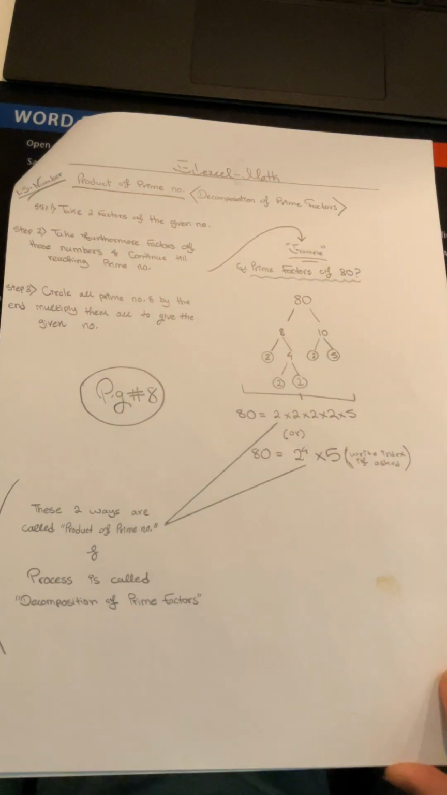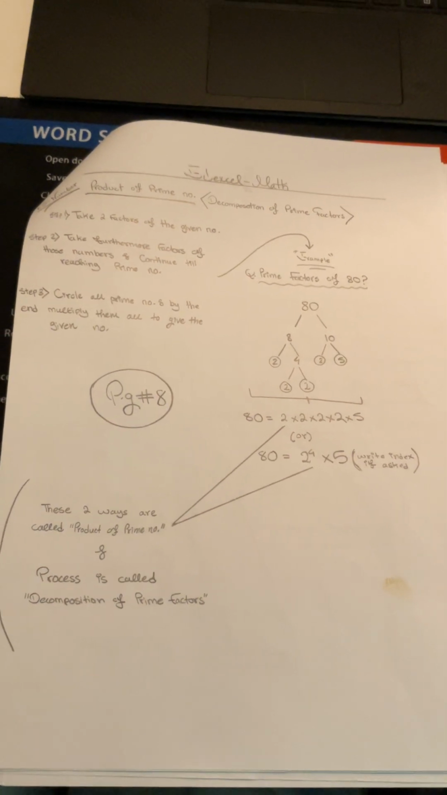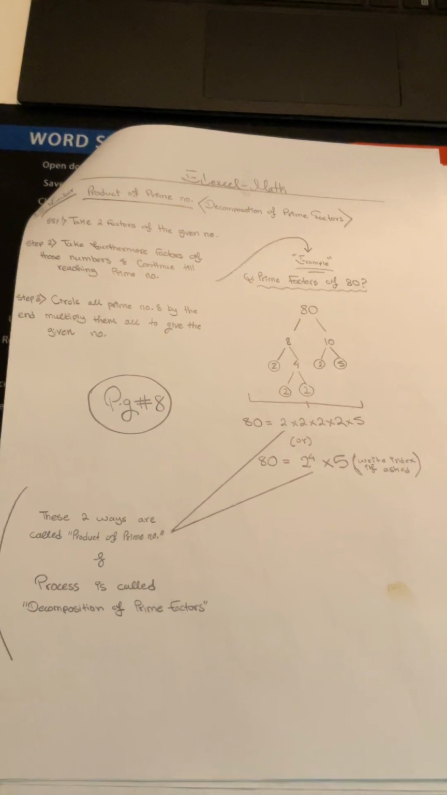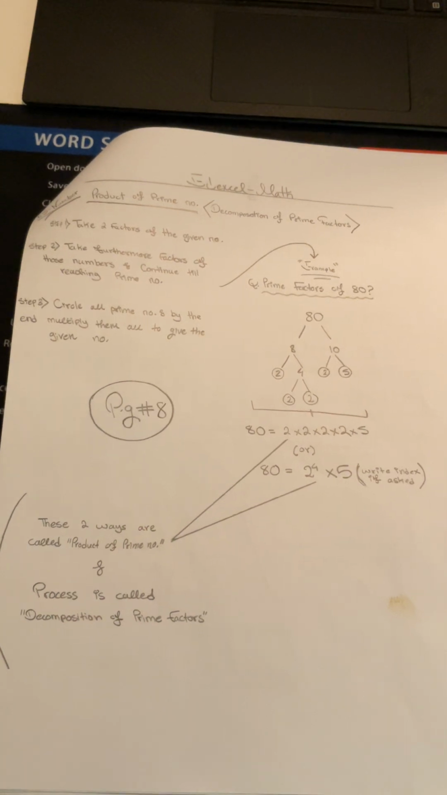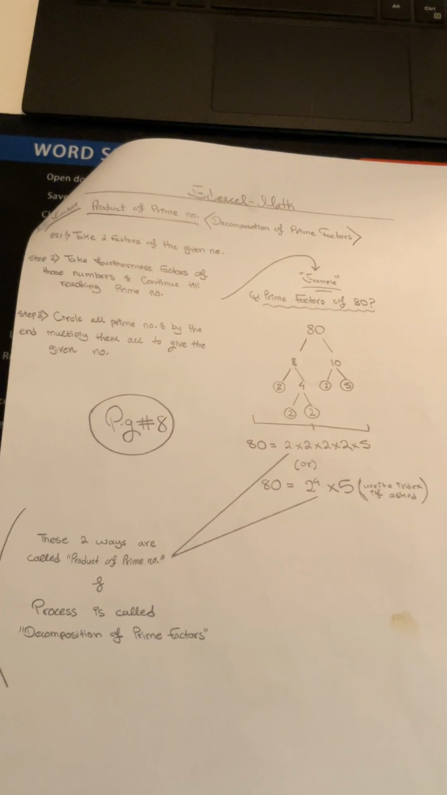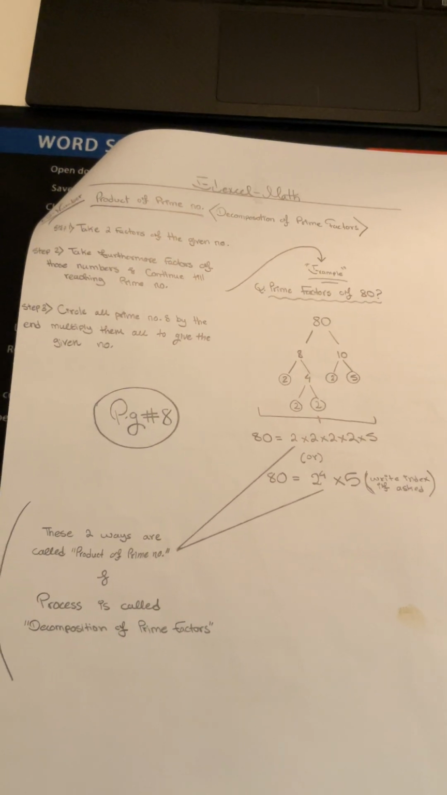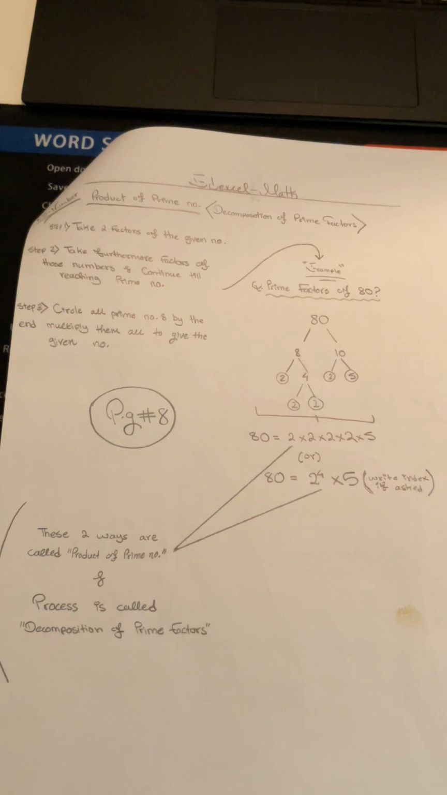Alright, now coming to lesson 1.5, product of prime numbers. So in this part we will learn the decomposition of prime factors. So you will be given either a number or two numbers, and you have to basically decompose the number all the way down to the prime factors that made this number up.